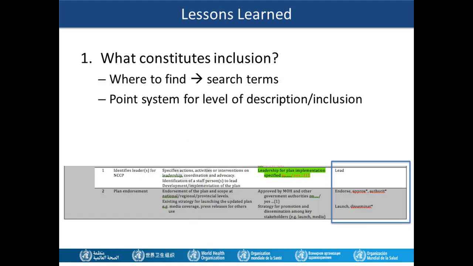What we found are certain key lessons. Our group of about 5 people reviewed 30 countries' total plan. The first thing that we found is it's tricky to say whether or not a plan has something or does not have something, because it's subject to interpretation.